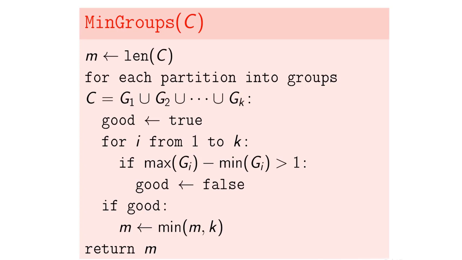So after this for loop, we check the value of the variable good, and if it's true, then we improve our answer, at least try to improve it, with the minimum of its current value and the number of the groups in the current partition. And so by the end of the outer for loop, which goes through all the partitions, our variable m will contain the minimum possible number of groups in a partition that satisfies all the conditions. It is obvious that this algorithm works correctly, because it basically considers all the possible variants and selects the best one from all the variants which satisfy our condition on the groups.